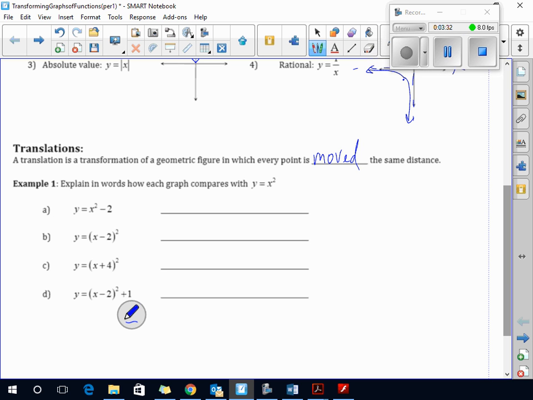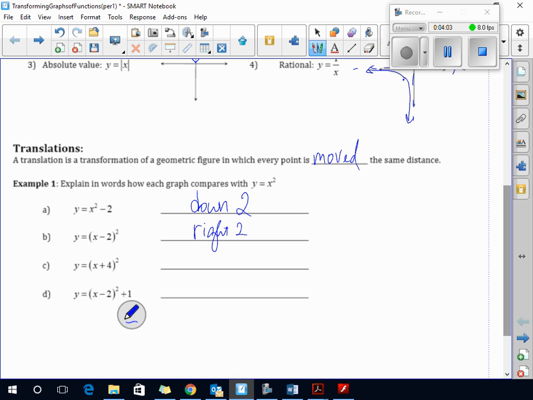How about the next one? Y equals, in brackets, x minus 2, squared. Moves to the right 2. It's going inside the function, so it has a compensation effect where it's doing the opposite of what you think. Okay, how about the next one? How about this one? Left 4.